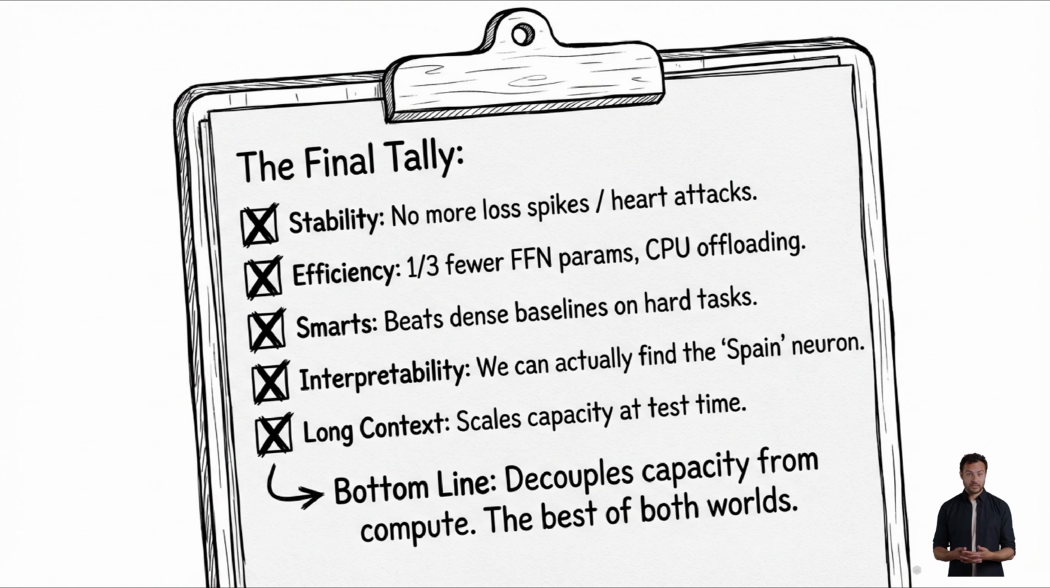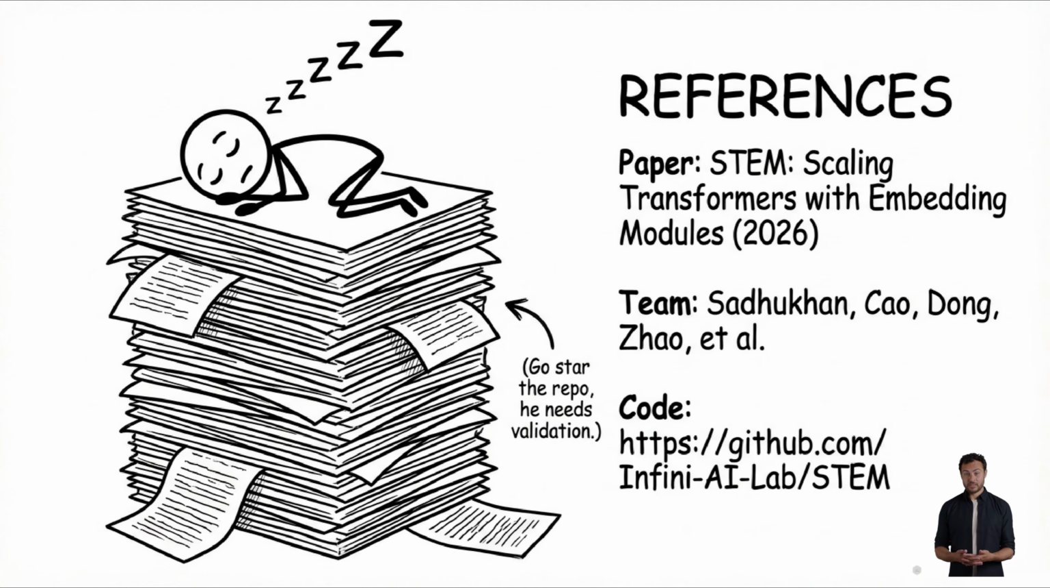Interpretability highlights a concrete win. Because the components are token indexed, you can trace behavior to something as specific as a Spain neuron, instead of guessing which expert fired. Long context line connects to the earlier retrieval plot. As context length grows at test time, you can scale effective capacity with it, rather than being capped by a fixed dense block. The bottom line is the claim behind STEM.